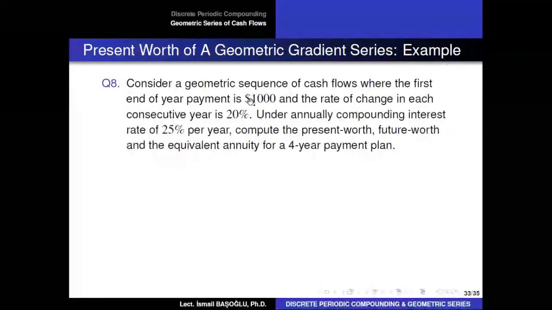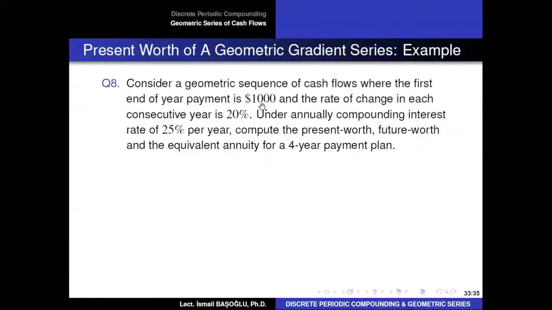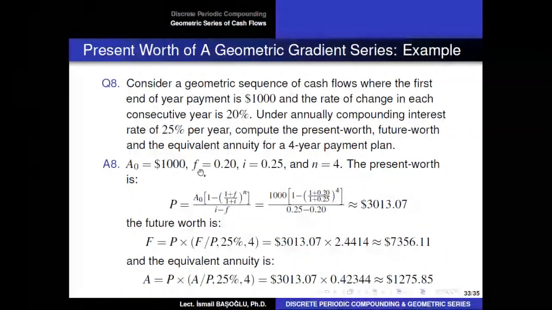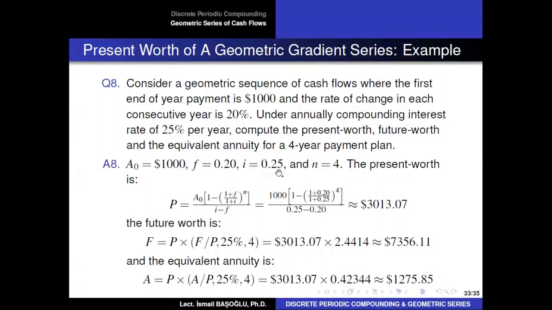Present worth. So I am going to go back to the slide again. We have a geometric series where the first year's payment is 1,000. So 1,000 is A0, the base payment, and the rate of change is 20%. At every year, F is 0.20. The initial base payment is 1,000, and 0.20 is the rate of change in the payments. The interest rate that we are subject to in this payment plan is 0.25 per year, and the number of years is equal to 4.